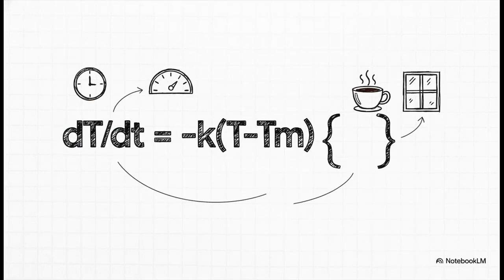And this is our puzzle. Now I know, it looks a little intimidating with all those letters, but don't let the symbols fool you. That dT/dt on the left, all that really means is the rate of change of temperature over the change in time. So you see, the equation doesn't tell us the temperature directly, it only tells us how fast the temperature is changing. Our whole mission is to turn that description of change into a direct prediction of the actual temperature.